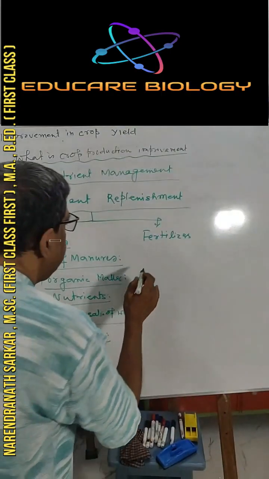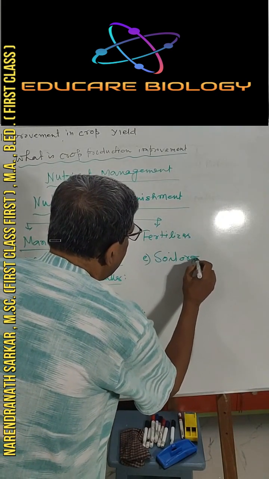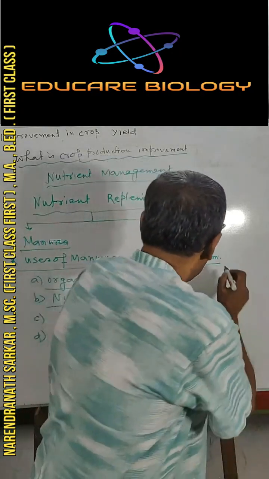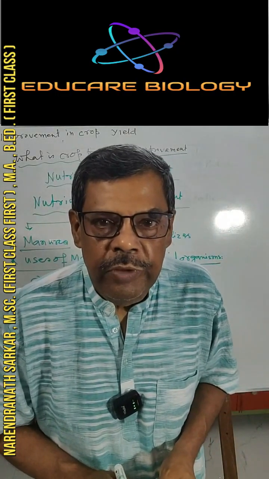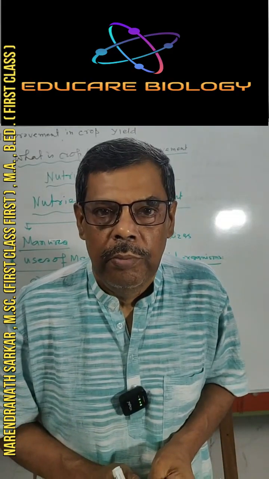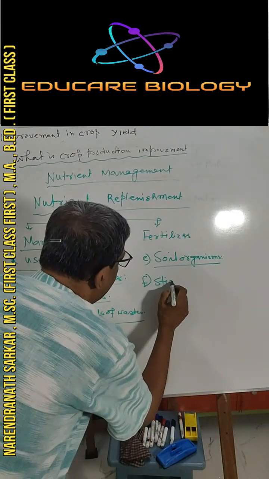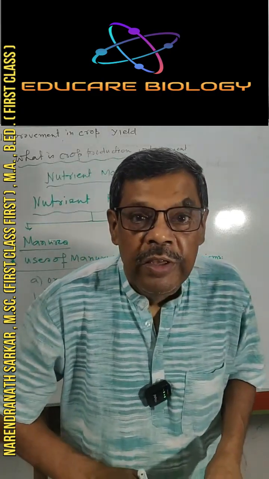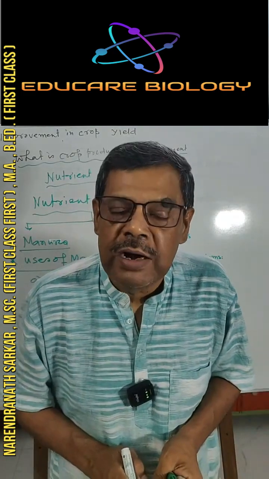Next, E, soil organisms. Manures provide nutrients to soil organisms, that is earthworms. Next, F, stimulants. Manures have several biochemical substances which stimulate the growth of plants.